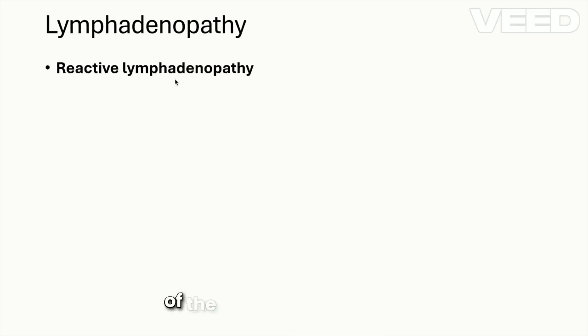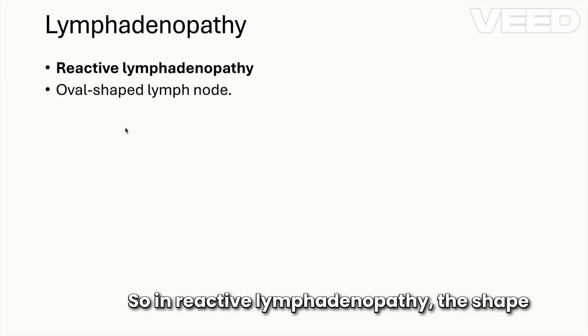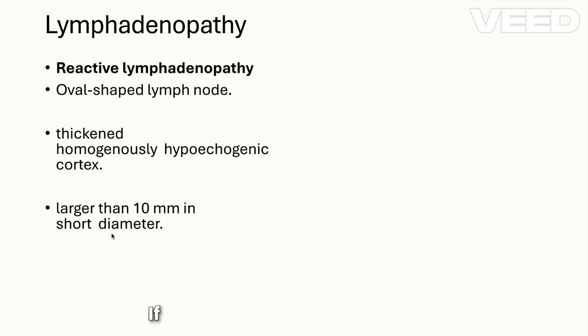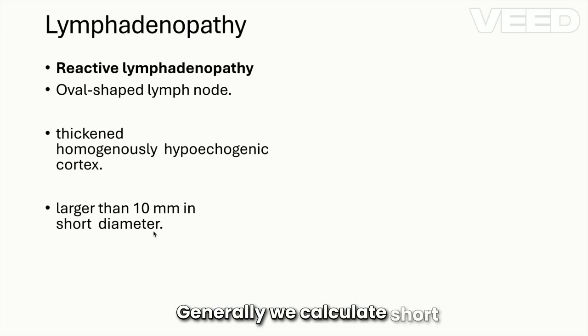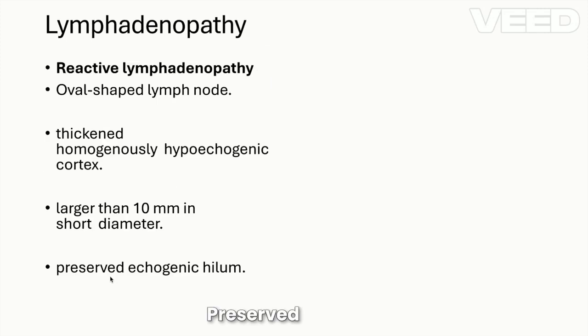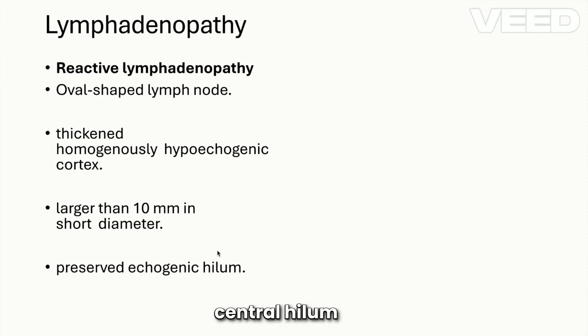One of the important causes of lymphadenopathy is reactive lymphadenopathy. In reactive lymphadenopathy, the shape of the lymph node will be oval, and the cortex will be thickened, homogeneous, hypoechoic. If the short axis dimension is more than 10 mm, then this is enlargement of the lymph node. Generally, we calculate the short axis diameter over the long axis. This is the long axis dimension and this is the short axis dimension. If the echogenic hilum is preserved, so the hilum is normal, then this is a feature of benign lymph node enlargement. But in case of malignancy, the central hilum will be lost.